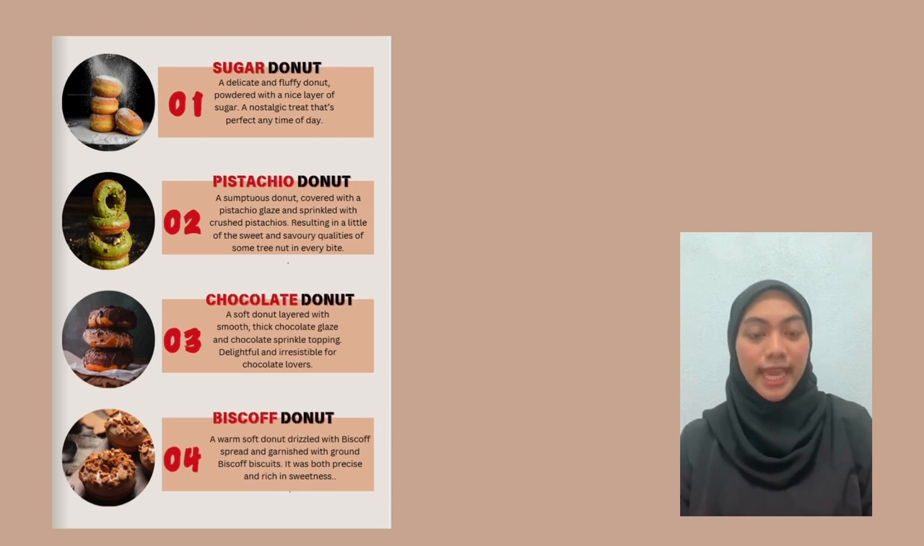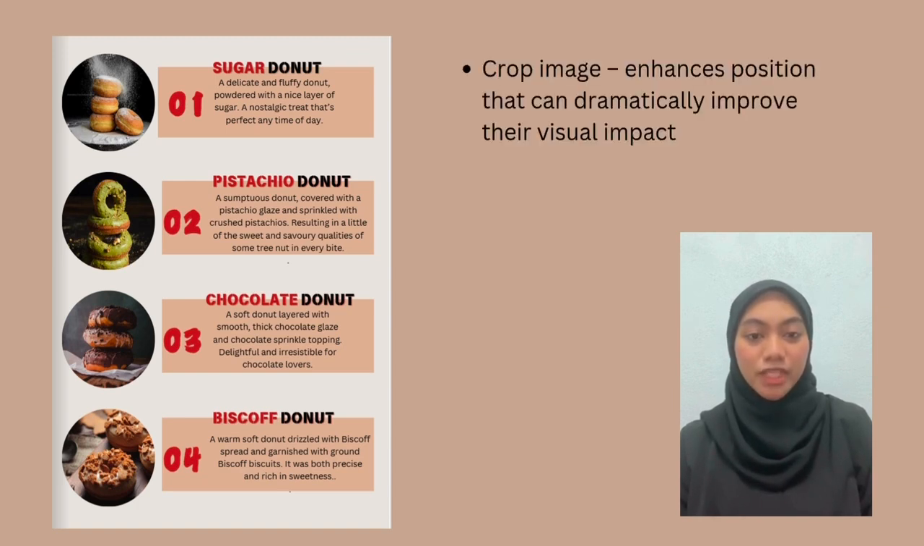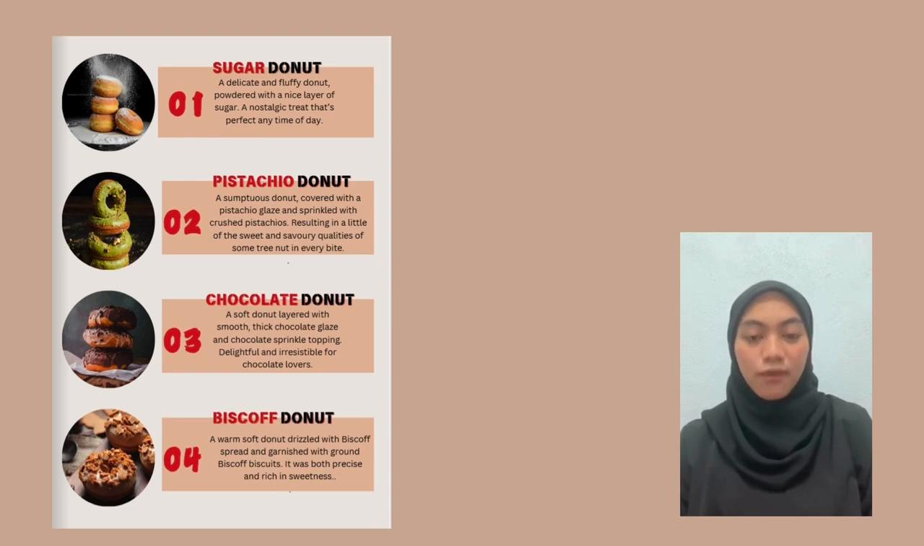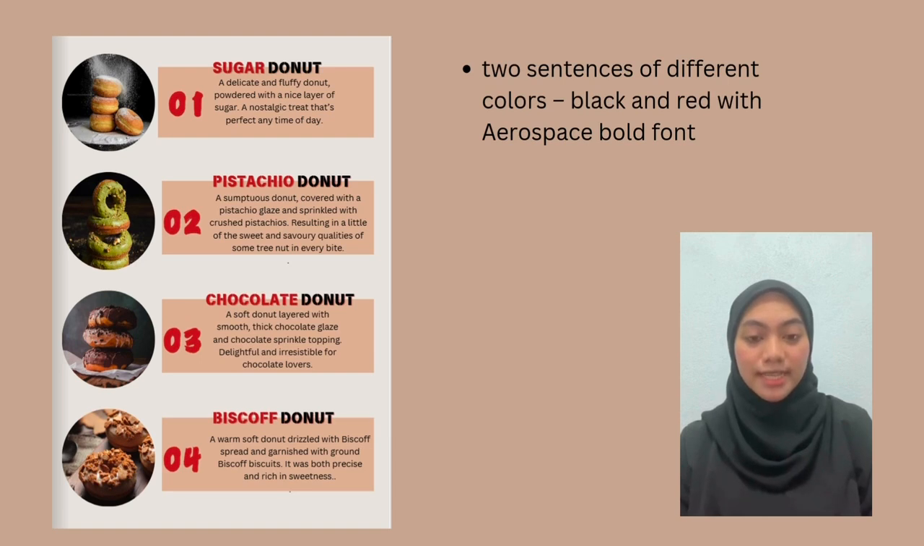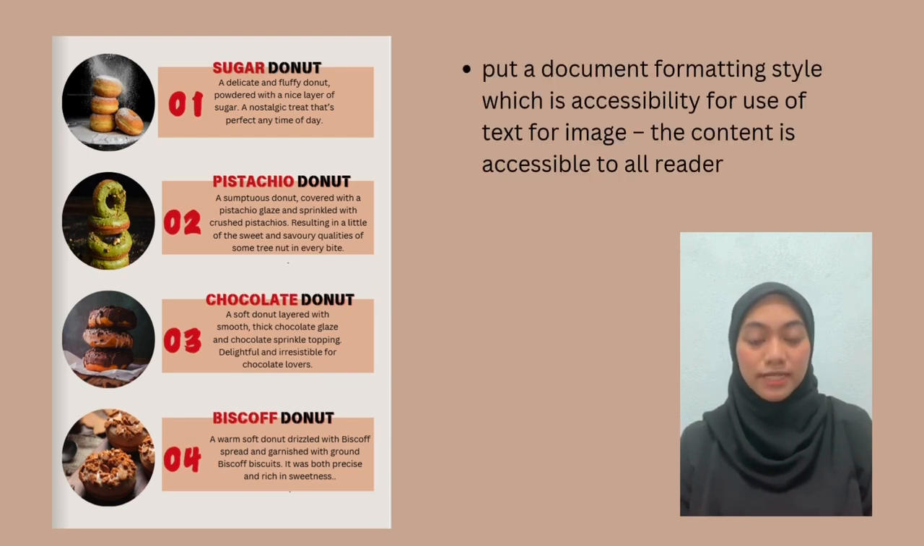On this page we added some pictures and also used image conventions like resizing and flipping the image. We cropped the image and positioned it, which can dramatically improve visual impact. We also used a different color on the center type of donut to look more elegant, which is black and red color with an aerospace bold font. Last, we put in a document formatting style, which is accessibility through the use of tags for images, and this makes the content accessible to all readers.